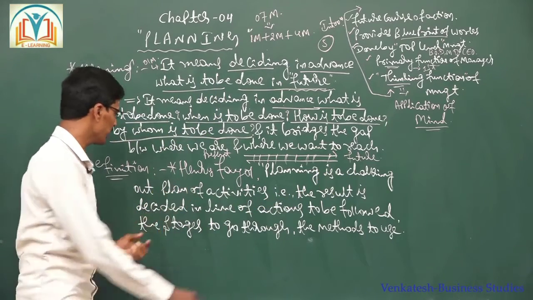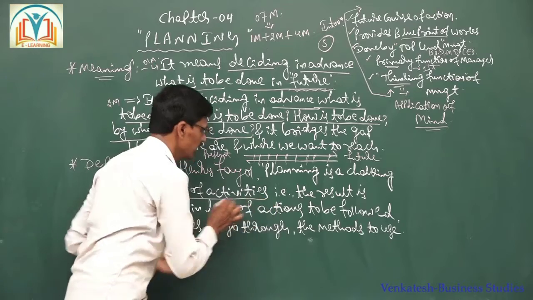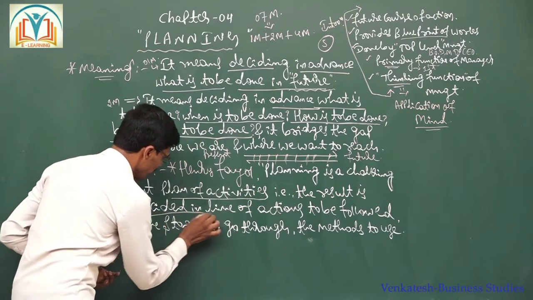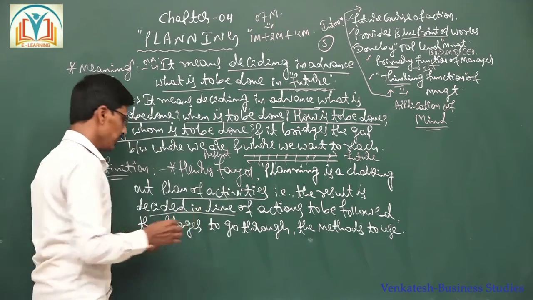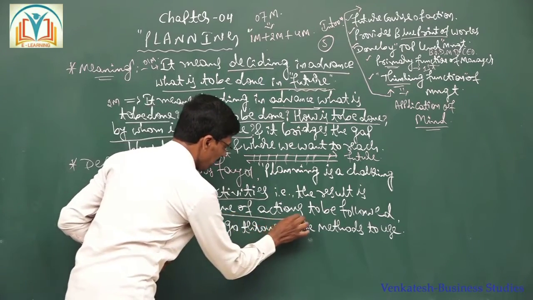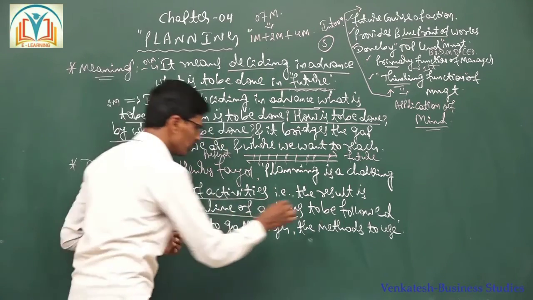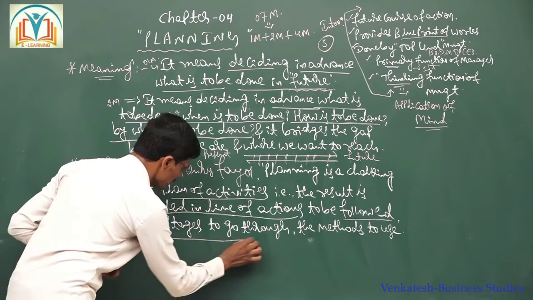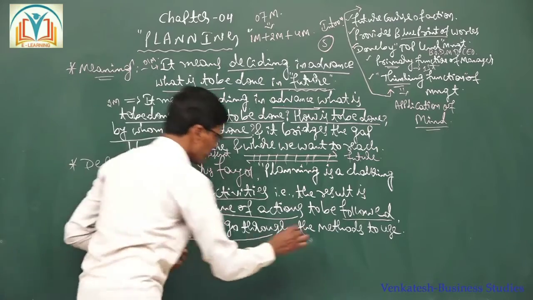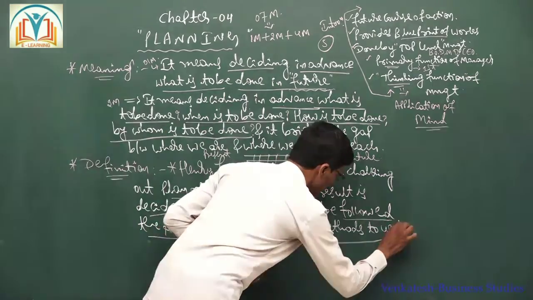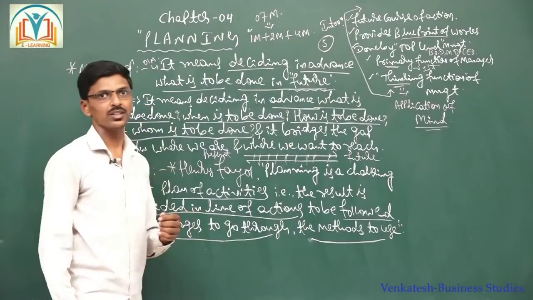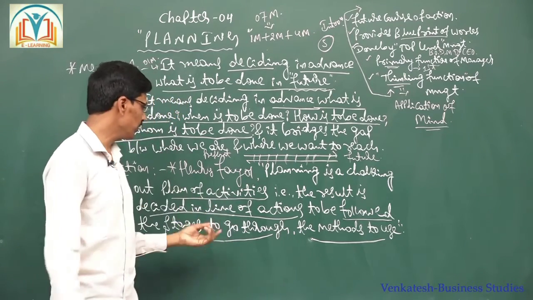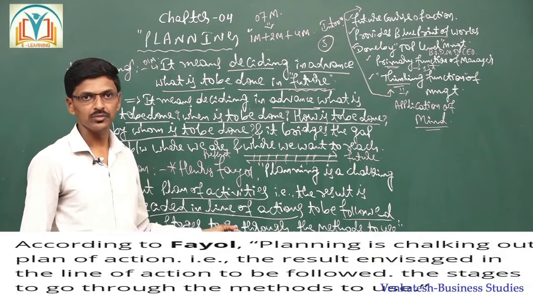activities, that is, the result is decided, a line of actions that are to be followed, the stages to go through, the methods that we use. This is called planning in the words of Henry Fayol.